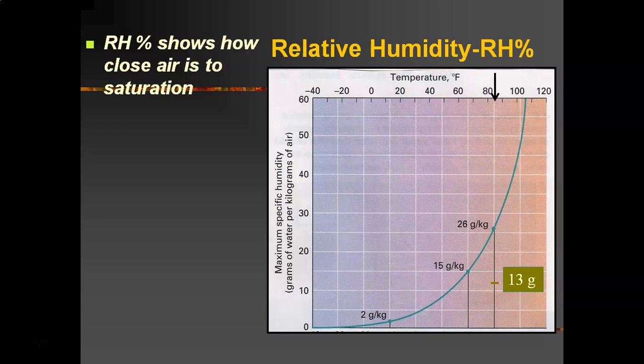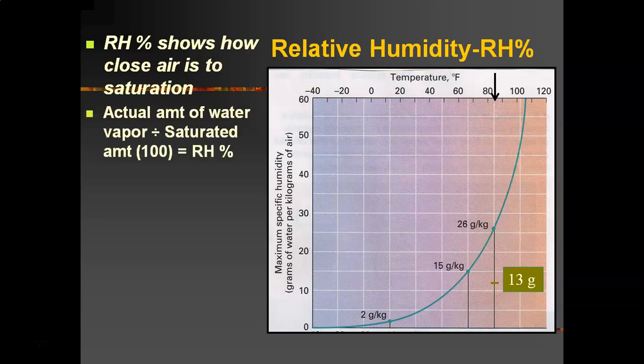And let me give you the formula that is used. What you need to know is the actual amount of water vapor in the air, and then you need to know the saturated amount. Then you multiply it by 100 to get a percentage. Now, you've got to know the temperature, because the saturated amount is temperature dependent.